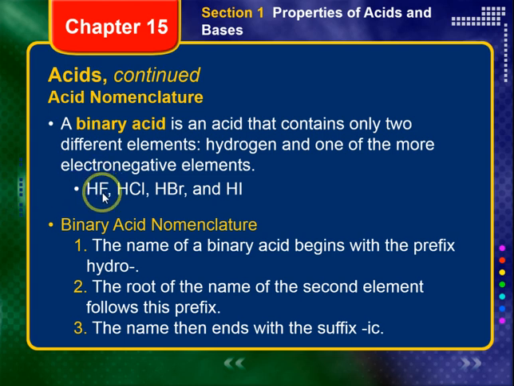So fluorine, fluor. Chlorine, chlor. Bromine, bro. Iodine, iod. Right? So we're going to take those roots and we're going to follow that prefix. So hydrofluor, hydrochlor, hydrobro, hydroiod. And then the name ends with a suffix. Hydrofluoric acid, hydrochloric acid, hydrobromic acid, hydroiodic acid.